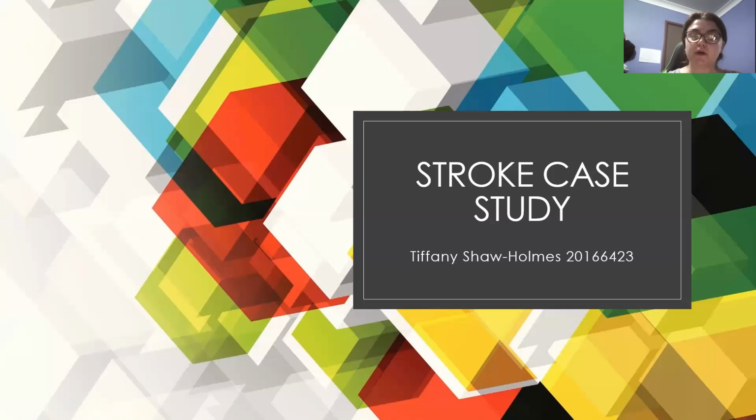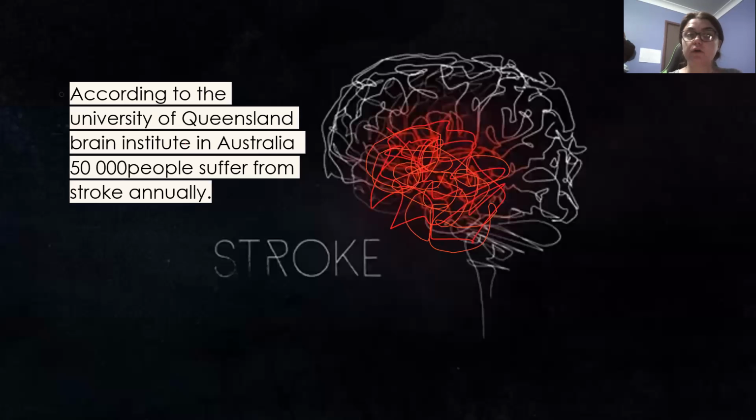A stroke is caused by a sudden loss of neurological function resulting from focal disturbance of cerebral blood flow due to an ischemia or hemorrhage. According to the University of Queensland Brain Institute in Australia, close to 50,000 people suffer from stroke annually.